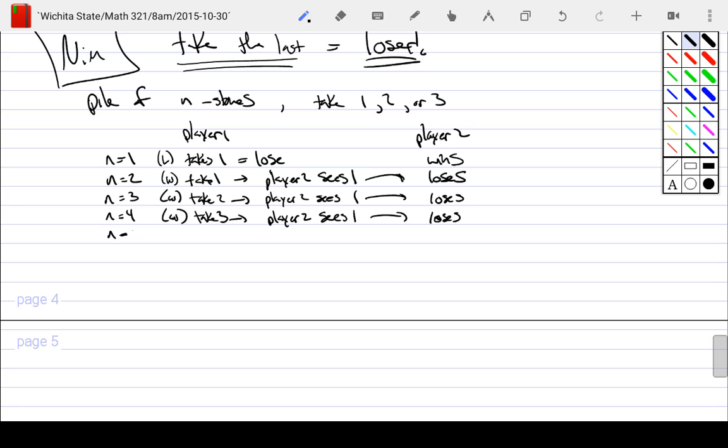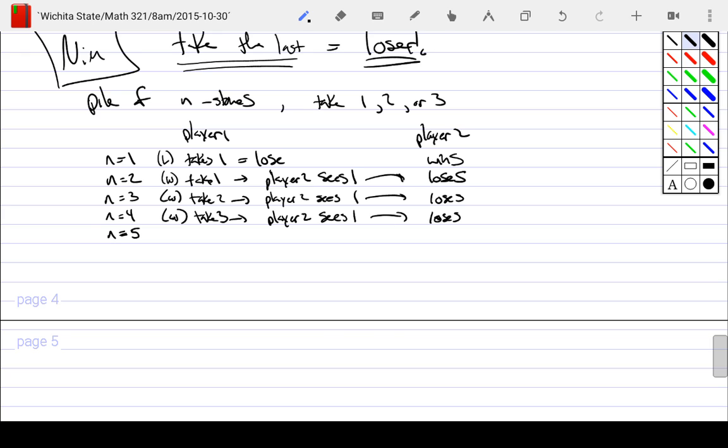Well, wait a second. N equals 5. All right. This player 1 is the person who sees it, right? If player 1 sees a 4, he can win if he's not dumb. If he sees a 3, he'll win if he's not dumb. And if he sees a 2, he will win if he's not dumb. If he sees a 5, what can he take? 1, 2, or 3. If he takes a 1, what does player 2 see? A 4, which is a win for him. If he takes 2, he sees a 3, which is a win for him. If he takes 3, he sees 2, which is a win for him. So it doesn't matter what I do, I'm left putting him in a what? Winning position, which means I'm going to lose.